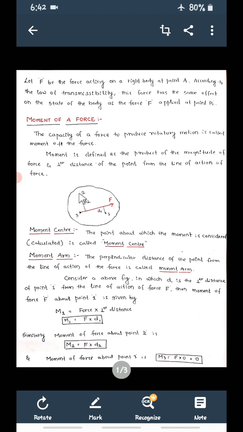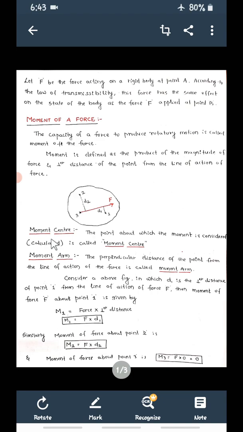Similarly, I want to calculate the moment of this force F about point 2, so point 2 is also called a moment center. Similarly, I want to calculate the moment of this force F about point 3. So points 1, 2, 3 and so on are called moment centers, where we are calculating the moment of a given force. Then, moment arm.